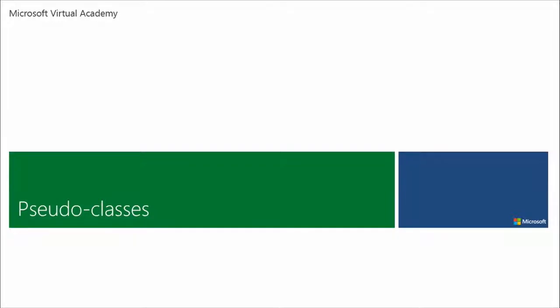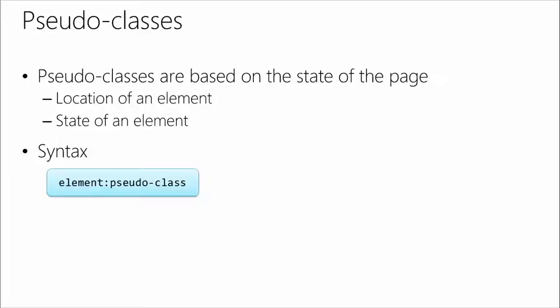So like I said, what we want to be able to do is identify, for example, the first letter, or the first paragraph, or the first block, or maybe based on something being highlighted. That is where pseudo classes and pseudo elements come into play.